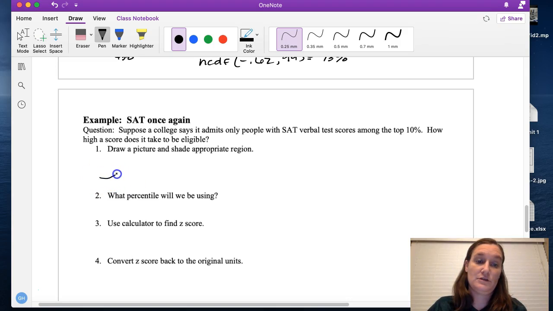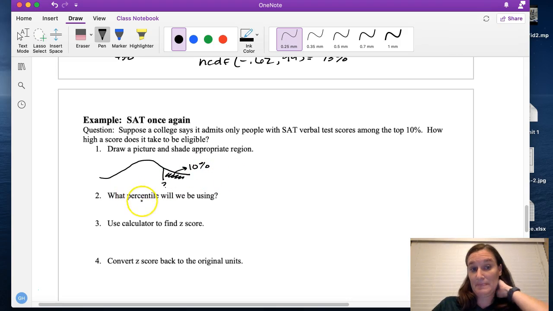So draw a picture, shade the appropriate regions. So here's our little normal distribution. We want the top 10%. So over here is the high end. So we want this area to be 10%. And we are trying to figure out that value. Okay, so what percentile will we be using? Percentile is the percent below a cutoff.